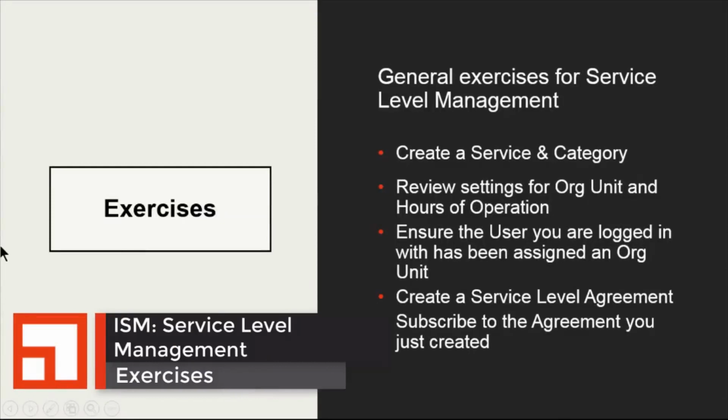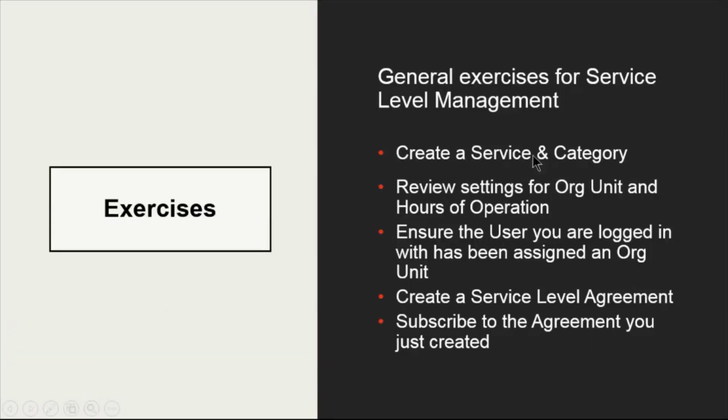And we've created a couple of activities for you. So what you can do is create a service in a category. Remember, it's best to use the service owner role because it's basically configured to do that. Then review the settings that you have for your org units and your hours of operation. So for example, if you're logged in as Jane Doe, you're going to go to Jane Doe's record and then make sure that there's an org unit set. Okay, we don't want it to be default.